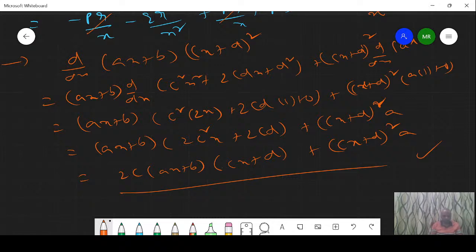Product rule, (cx + d) whole square, then (cx + d) whole square. I have done like this, right? I hope you understood this, right? Is it clear? I hope it's clear, right?